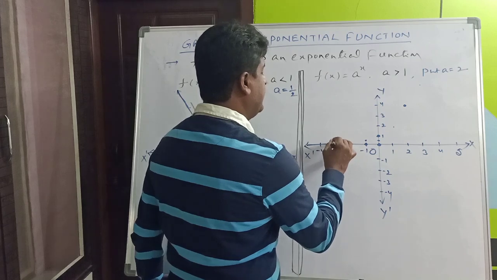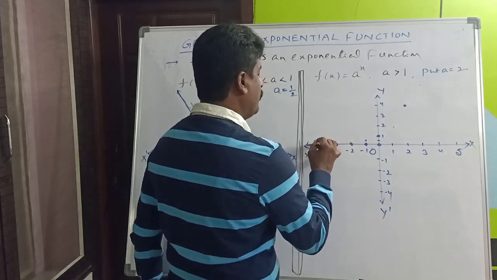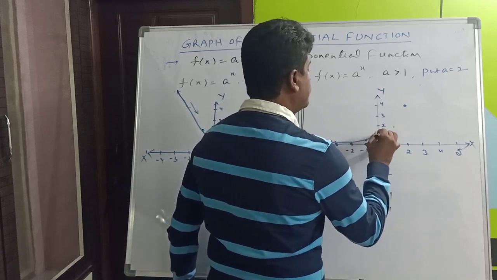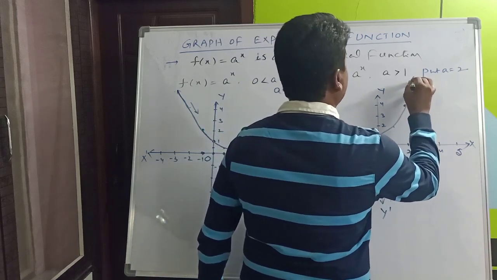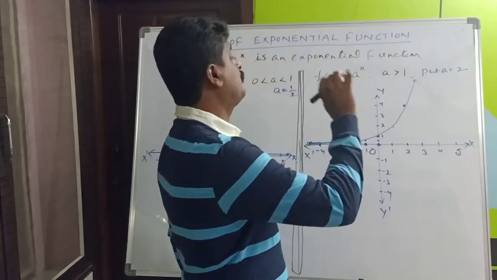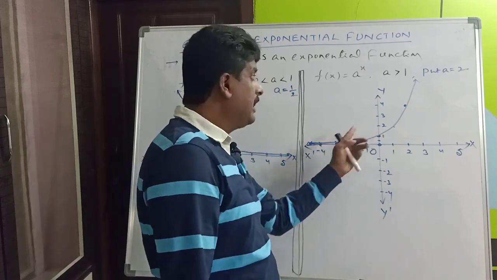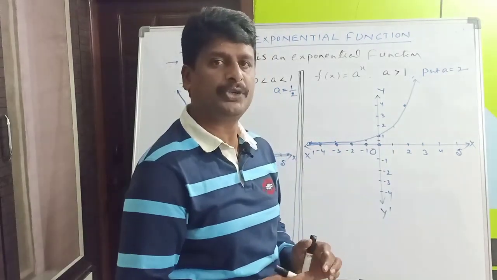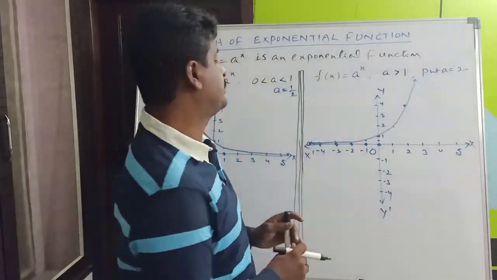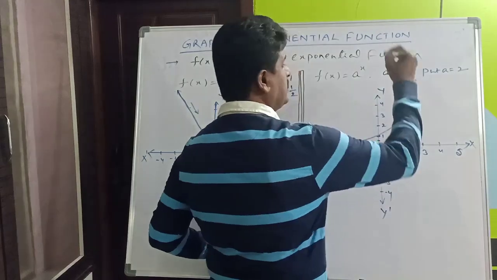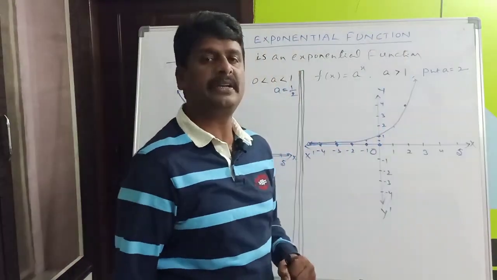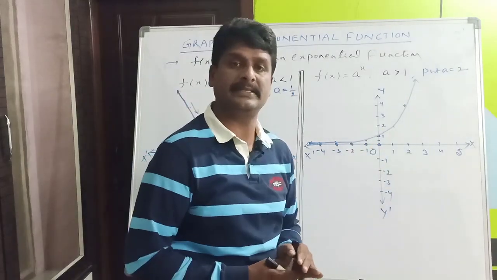X is equal to minus 3, it becomes 1 by 8. 1 by 16, like this. So, this is the graph of an exponential function in this case. Of course, here on the left side of the y-axis, the graph is asymptotic to the x-axis. As x values are increasing from left to right, the corresponding values of f of x are also increasing. That's why the graph is a completely increasing function in this case.